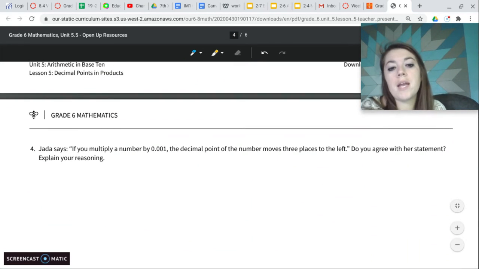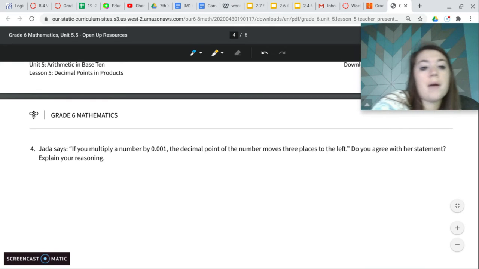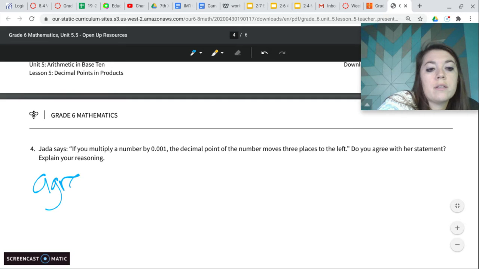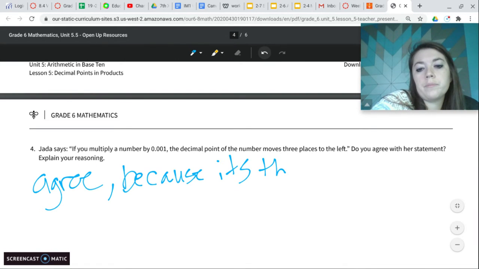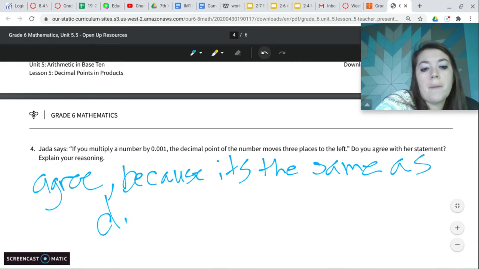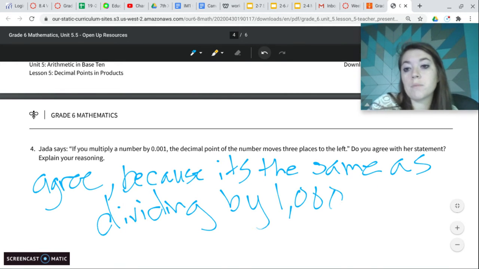Jada says, if you multiply a number by 1,000th, the decimal point of the number moves 3 places to the left. Do you agree with her statement? Do we agree? Yeah. We should agree, because it's the same as dividing by 1,000. Which would move our decimal point 3 places.